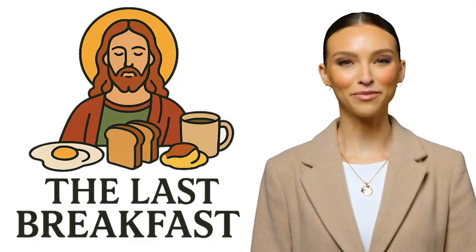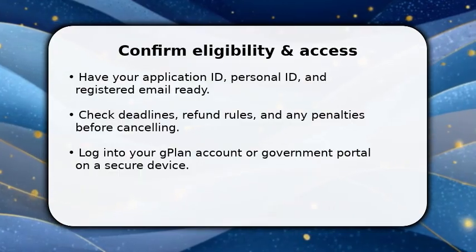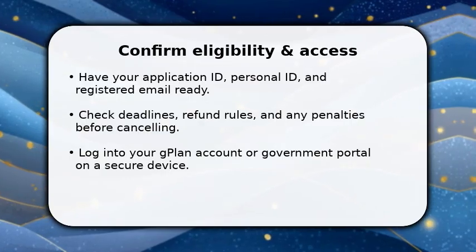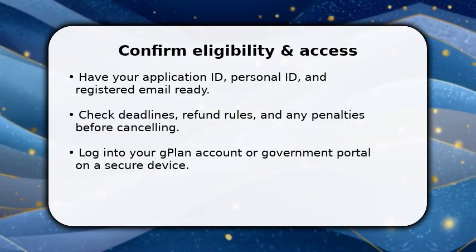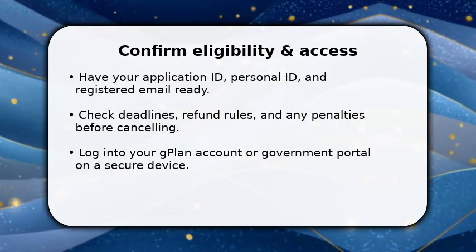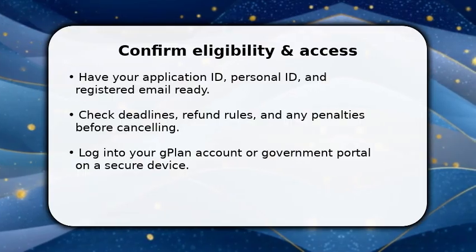Please enjoy the video. You start by confirming eligibility and gaining access. Log in with your ID and application number so you can act immediately. This prevents delays. Once signed in, review deadlines and refund or penalty rules so you understand consequences. If you lack login access, request a temporary code or reset your password now.